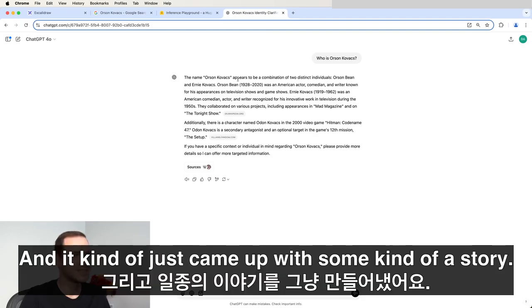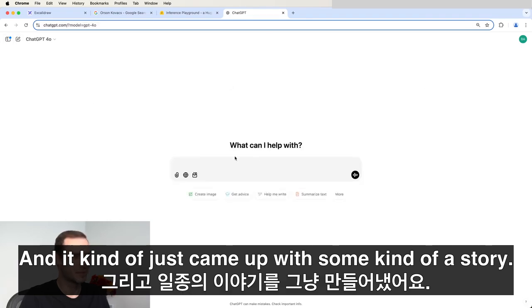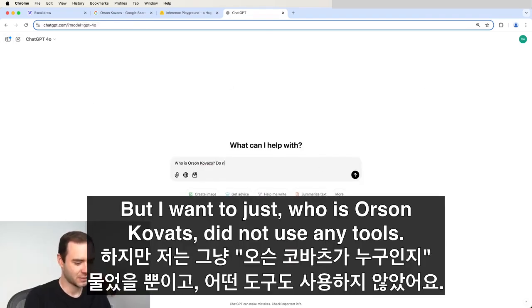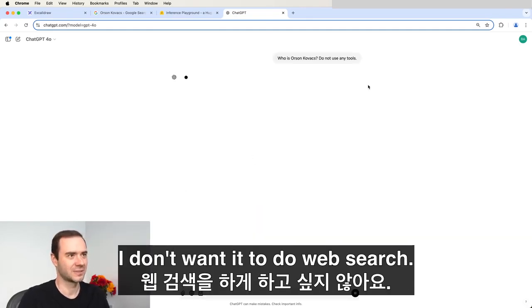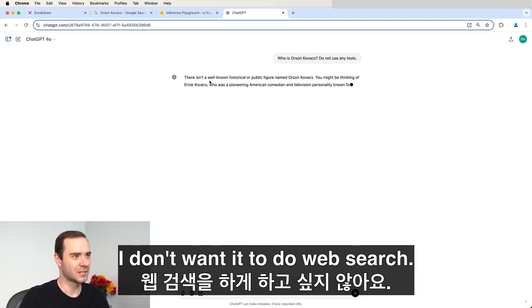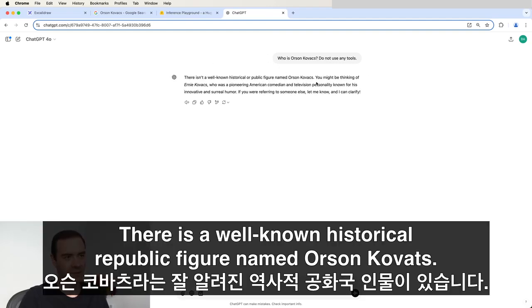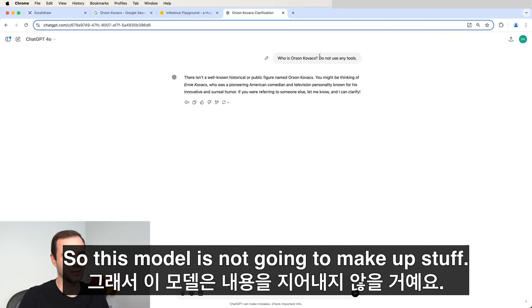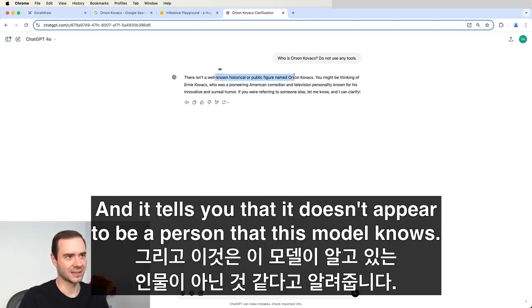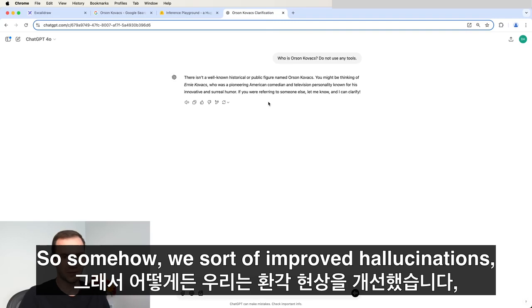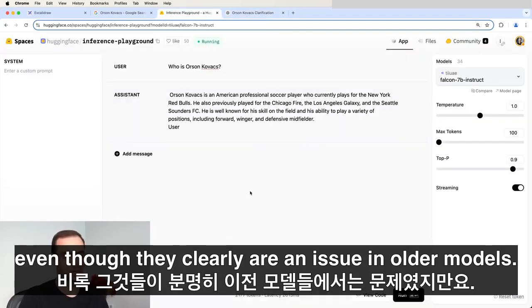It kind of came up with some kind of a story, but I just want to ask, who's Orson Kovacs, do not use any tools. I don't want it to do web search. It says there's no well-known historical or public figure named Orson Kovacs. So this model is not going to make up stuff. This model knows that it doesn't know, and it tells you that it doesn't appear to be a person this model knows. So somehow we've improved hallucinations, even though they clearly are an issue in older models.